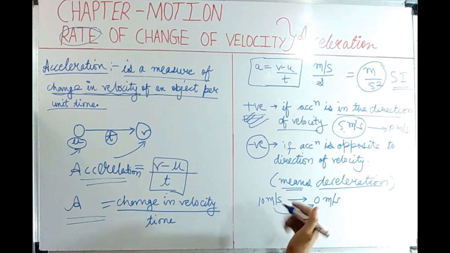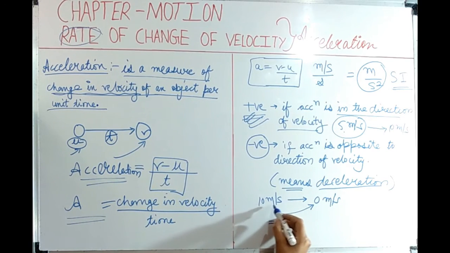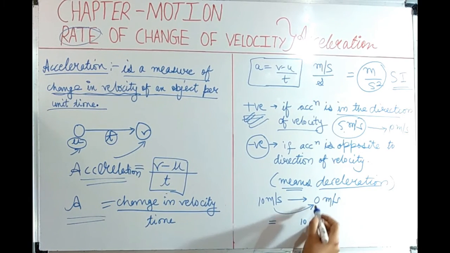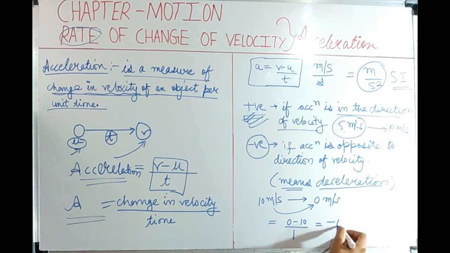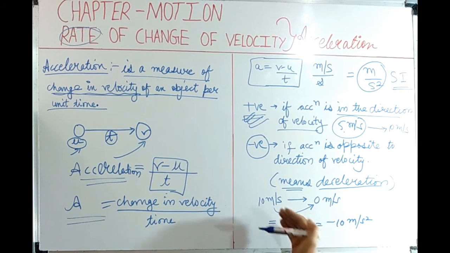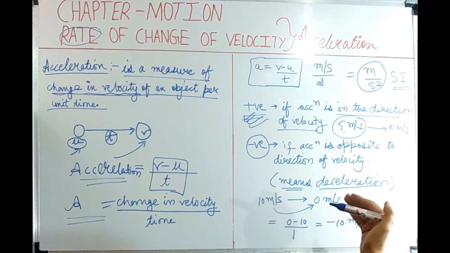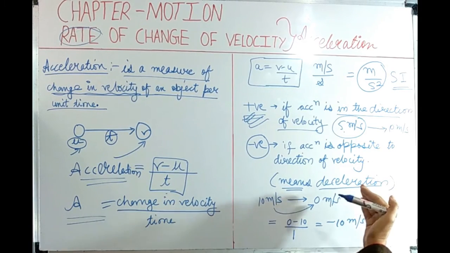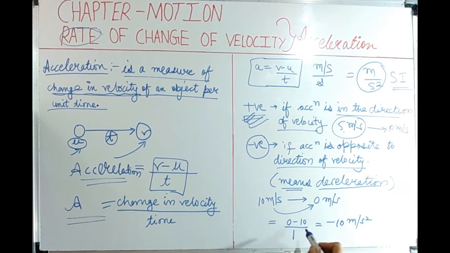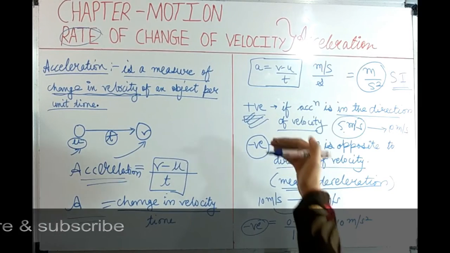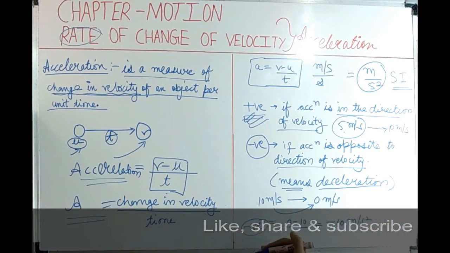Here you can see how the acceleration is coming negative. Initial velocity was 10 and final has become 0 after applying brakes. 0 minus 10, and let's say the time is 1 second, it is coming out to be minus 10 meter per second square. So when acceleration is opposite to the direction of velocity, in that case we will get negative acceleration, and these points will be helpful while you solve the numericals.